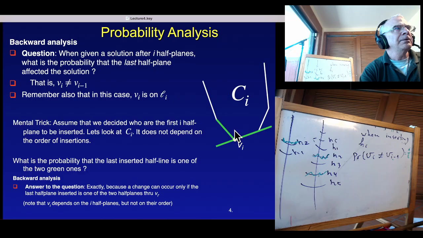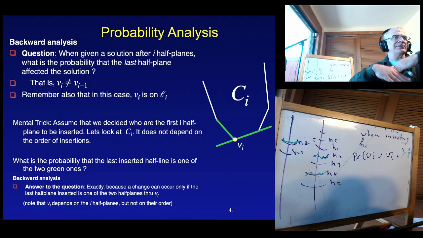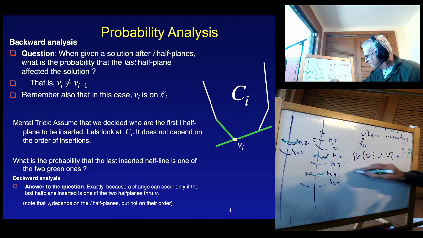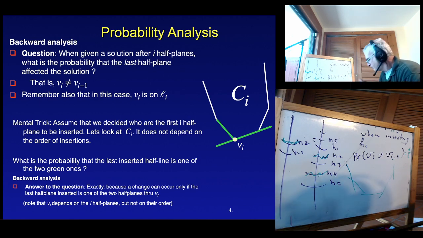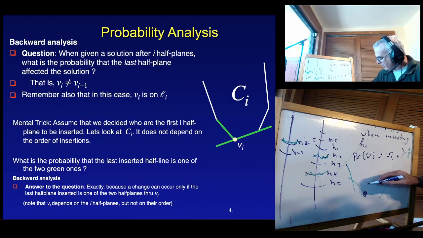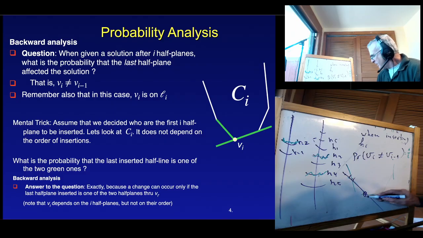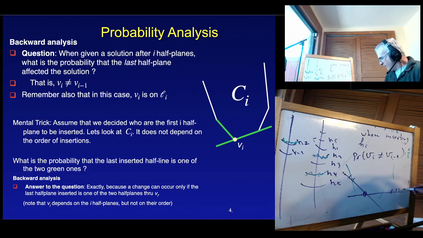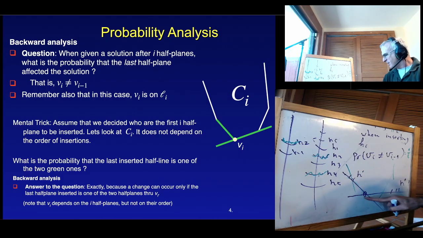Vi is determined by two half planes. Vi lies on the boundary of two half planes. Here are my I half planes. This is the lowermost point, and this would be one of the special half planes. And here is the other half plane. Let's call them H prime and H double prime. These are the two special ones.